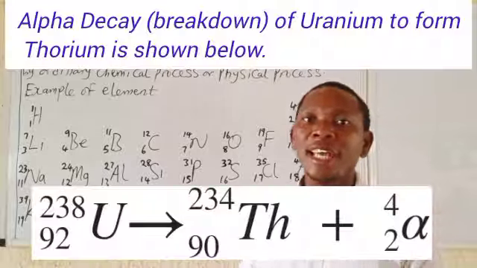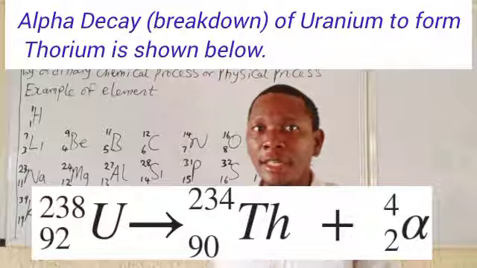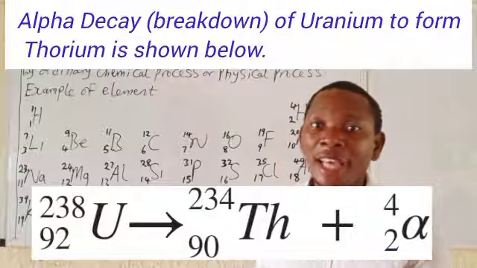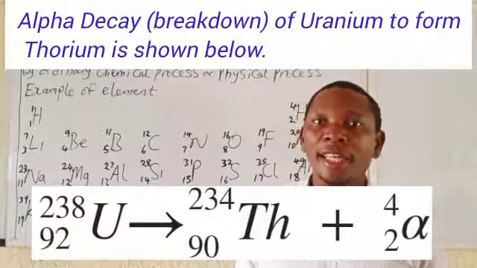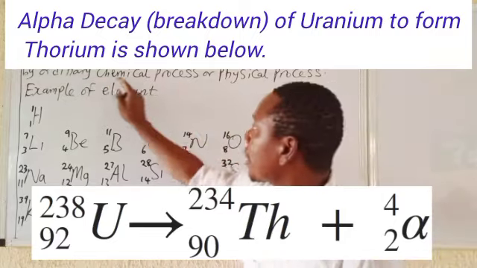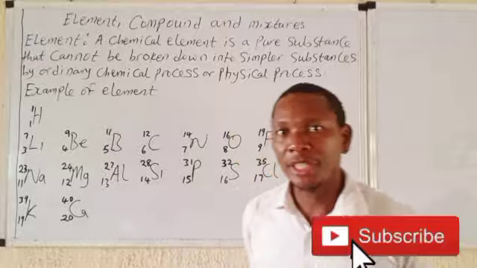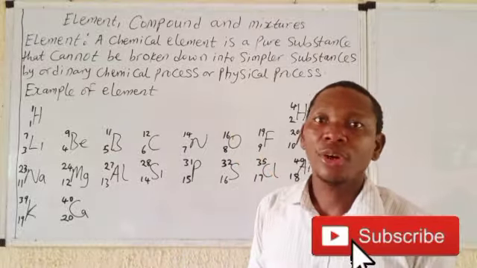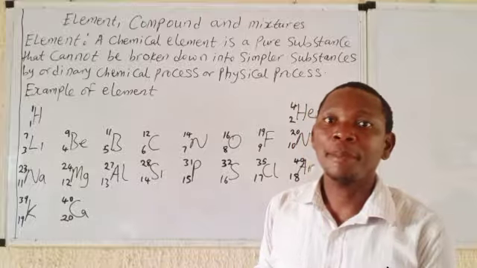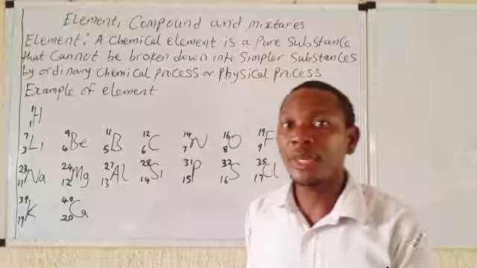Now, note that elements, in some cases large elements, can be broken down into simpler elements through radioactive decay processes. That's the reason why I use the words ordinary chemical process. Note that elements are unique. They have unique chemical properties. You have elements having unique melting points or boiling points.